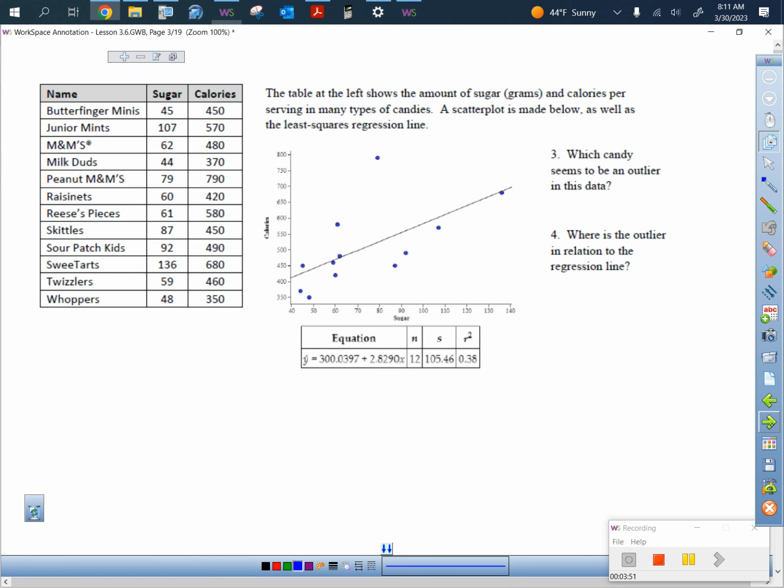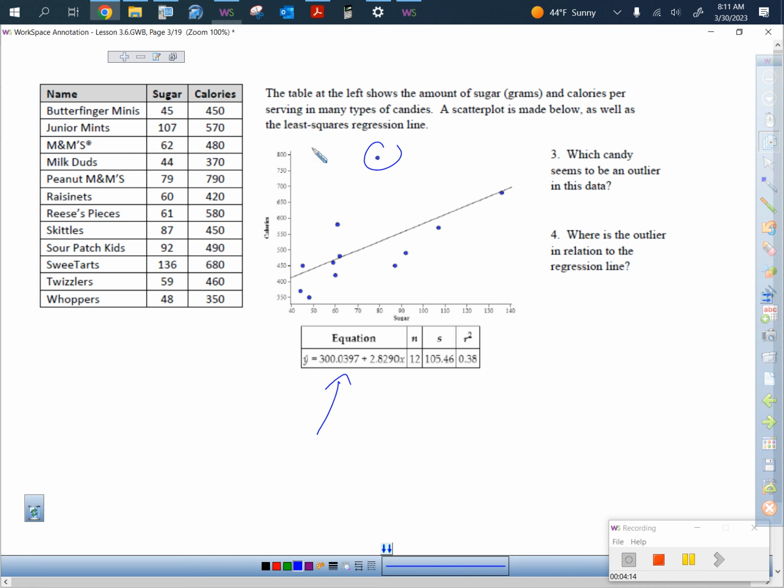So here is another bit of data about candy, how much sugar it has versus calories. I did all the math for you. I punched it all in, made the scatter plot, and did the regression line for you also. Which candy seems to be an outlier? Circle that dot on your piece of paper. There's a line. Which one of those seems to be the outlier? How do you feel about that one? That guy right there seems to be not in the data.